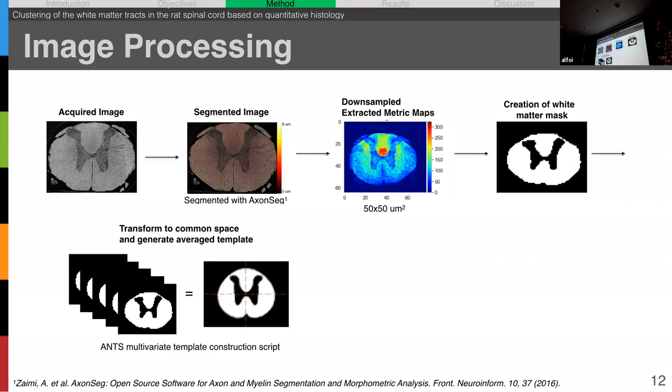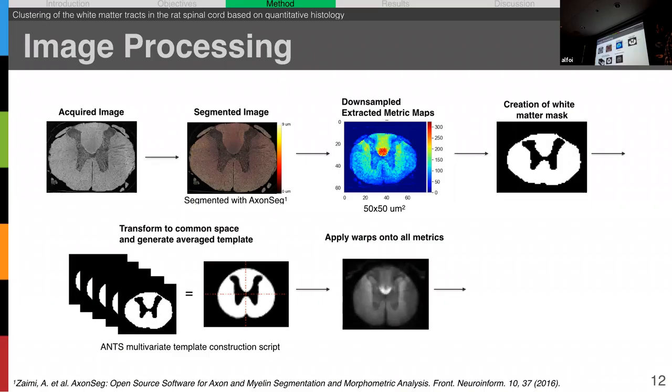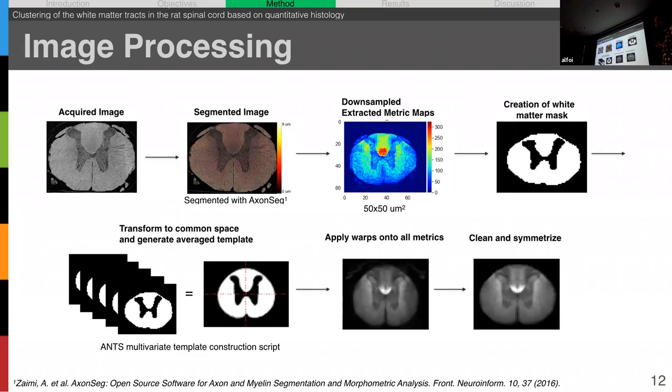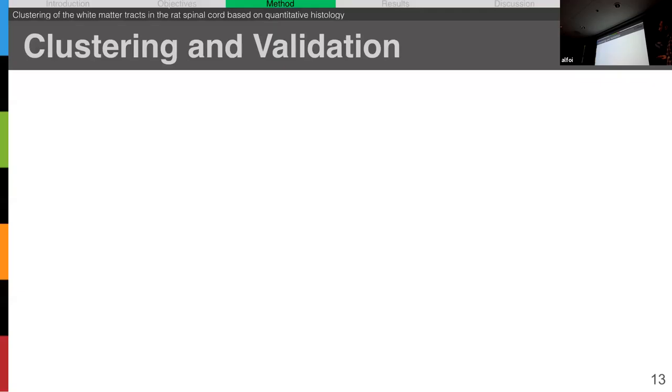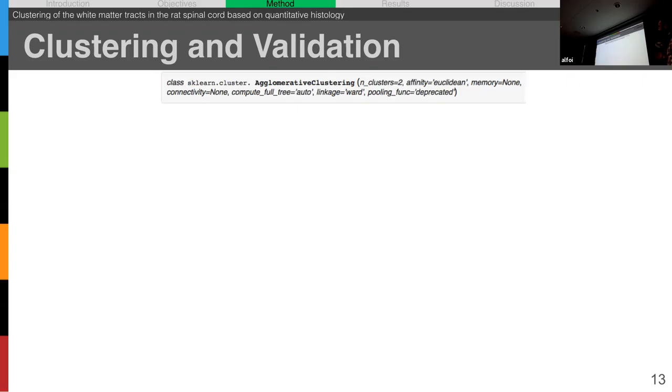From there we created the white matter mask so that we could have a generated template using the ANTs template construction script, so that everything's transformed into a common space, which we can then apply onto all of our other metric maps to get average, symmetrized, clean data for every single level, from C1 to S4. And so these will be the inputs that we're using for our clustering.